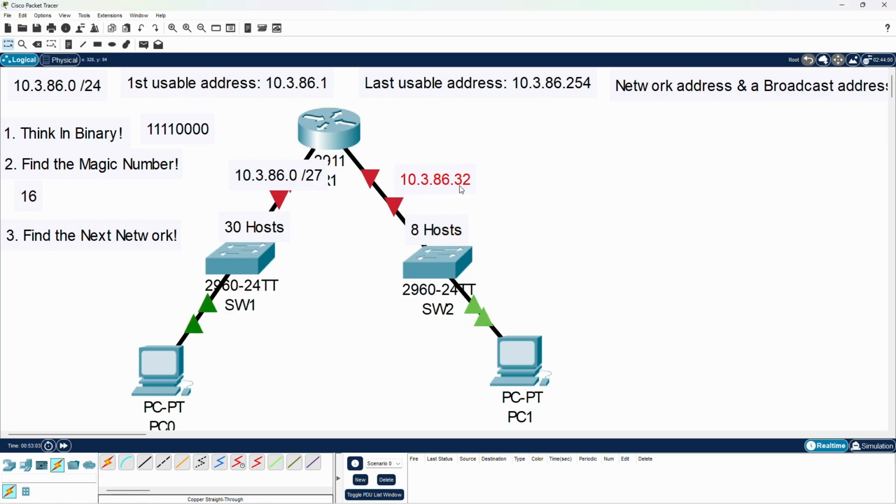What would be our CIDR notation for this network here? How do I know that? I go ahead and look here at the binary, right? How many ones are added here? It's 25, 26, 27. It's a 28-bit.